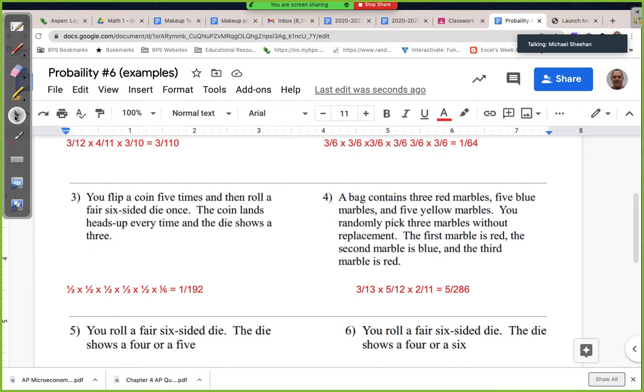How are we doing on number 4? Doing okay?